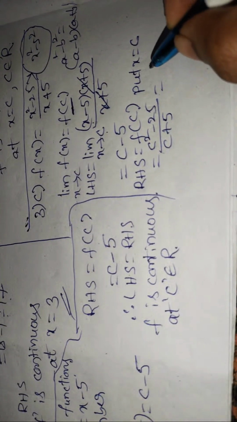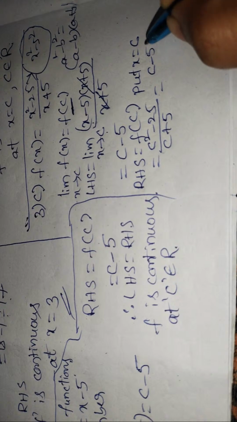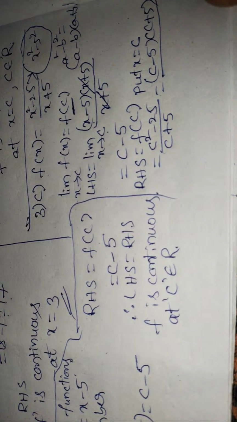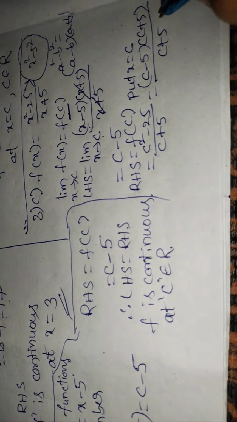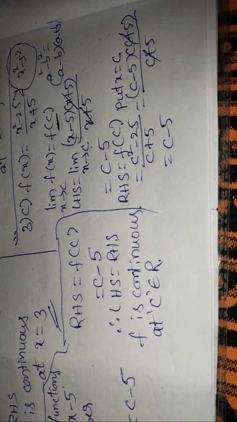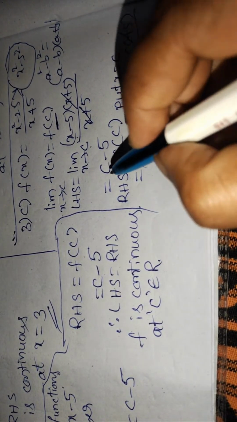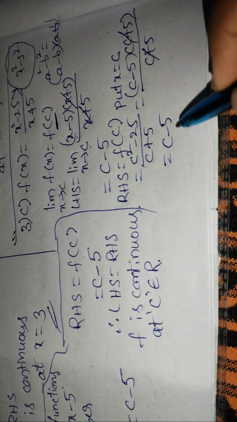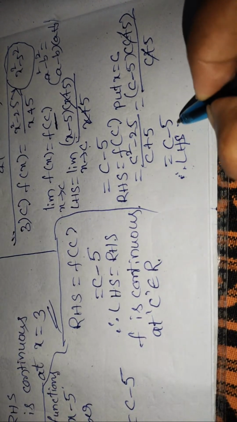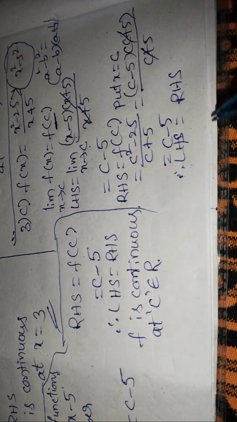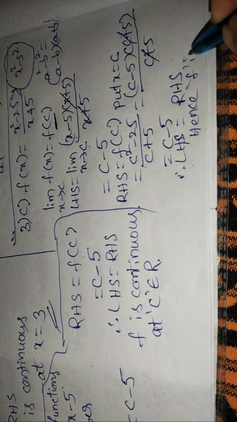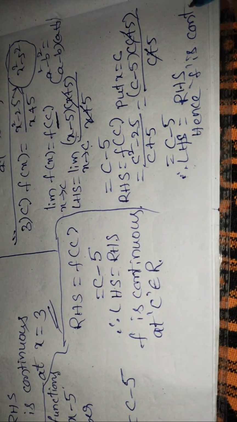So, same, write here also a square minus b square: a minus b into a plus b divided by c plus 5. Here cancel c plus 5, c plus 5. Then the solution is c minus 5. Now both are equal. LHS is c minus 5, RHS is also c minus 5. Therefore, LHS is equal to RHS. So, hence f is continuous. F is continuous for all real numbers.